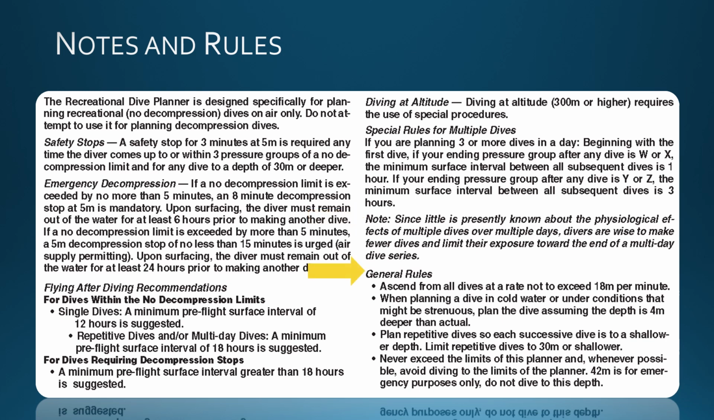General rules: ascend from all dives at a rate not to exceed 18 meters per minute. When planning a dive in cold water or under conditions that might be strenuous, plan the dive assuming the depth is 4 meters deeper than actual. Plan repetitive dives so each successive dive is to a shallower depth. Limit repetitive dives to 30 meters or shallower.